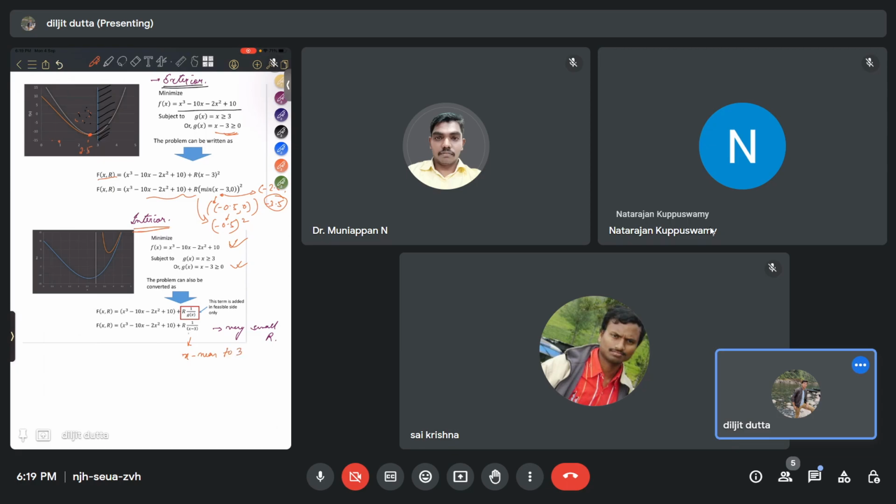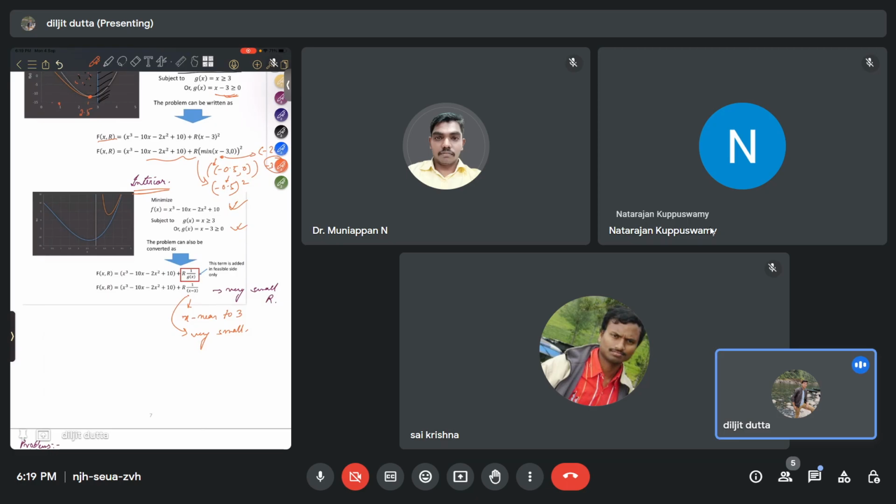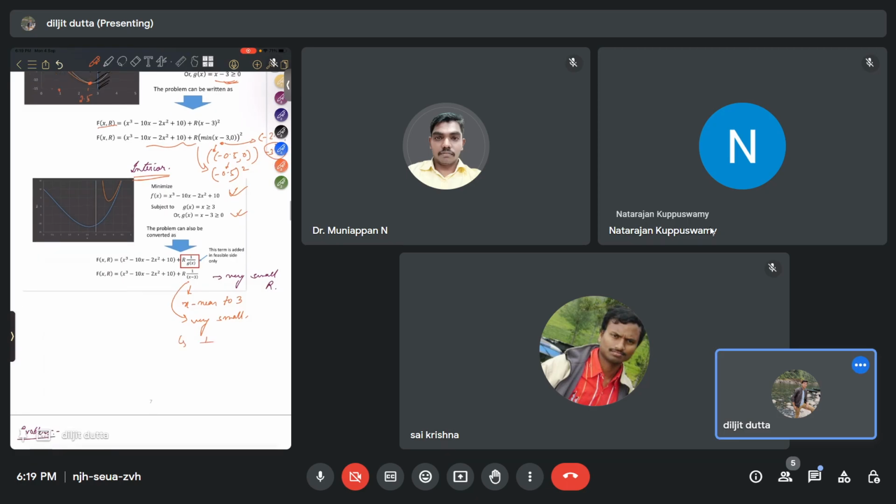this value will be very small. If this value is very small, then 1 by x minus 3 is large, and for a small value of r, we can get a solution where the value will be obtained around 3.